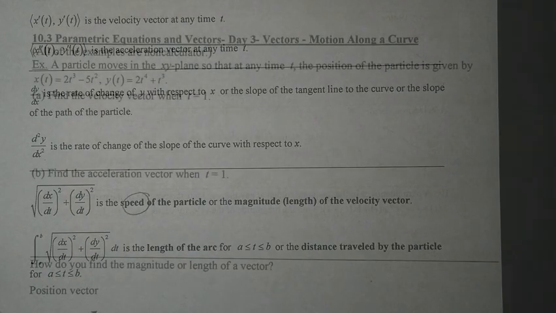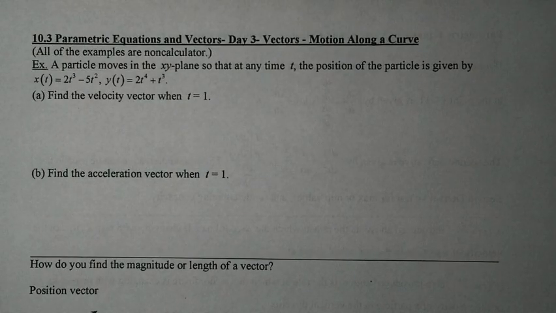Remember, this is the arc length. Let's work this example. A particle moves in the xy plane so that at any time t, the position of the particle is given by x of t equals 2t^3 minus 5t^2, and y of t equals 2t^4 plus t^3. What they are giving you here is the position vector.